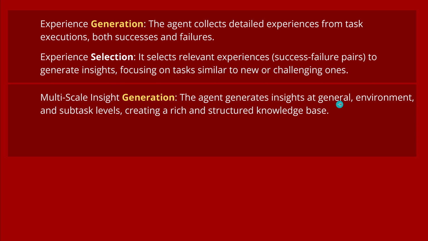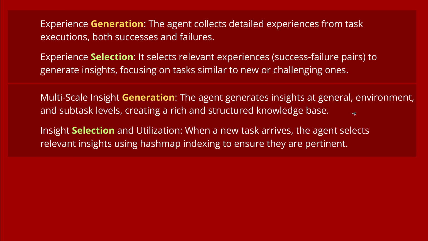So the first step here is experience generation, now the insight generation. The agent generates insights at a general, environment, and subtask level, creating a rich and structured knowledge base. And you say, hey, is there maybe an option to build here a knowledge graph? No, not so fast. Of course, we can also improve on the research by Stanford and Tsinghua. Insight selection is the next step. We have the experience selection, and now we have the insight selection. So you see, it's always the same idea, but on different object classes.